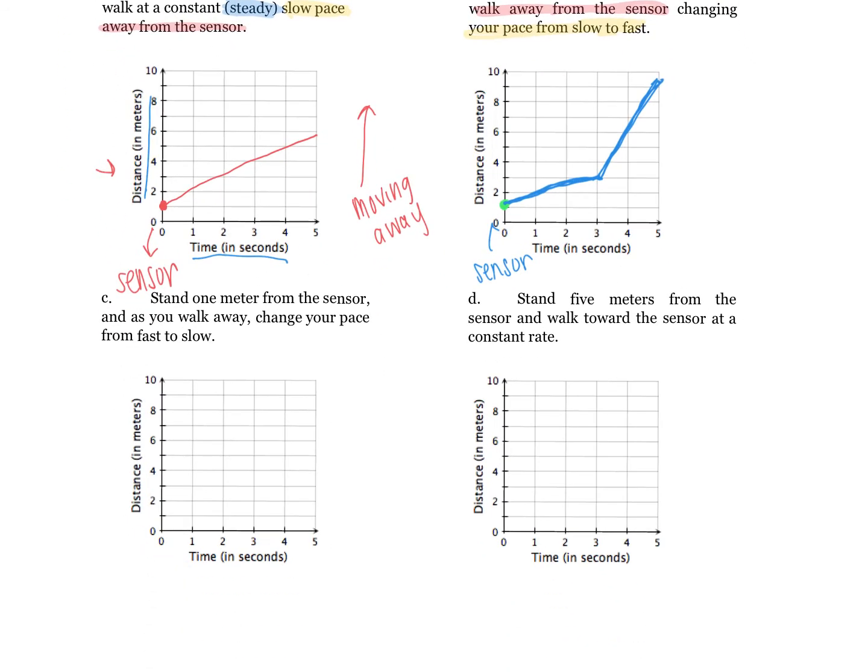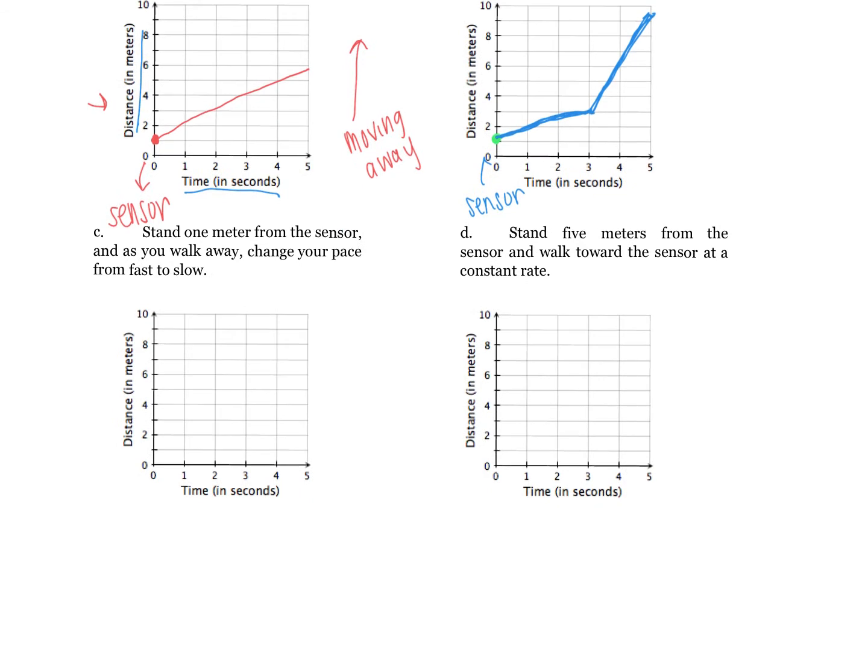All right, let's look at C. So, once again, let's highlight some information. I am standing 1 meter from the sensor. Okay, remember, this is your sensor. Okay, and if I'm 1 meter from the sensor, I know that I'm starting here. Okay, and again, I am walking away from the sensor. So anytime I walk away from the sensor, your line will go up. Okay, your graph will be moving up.